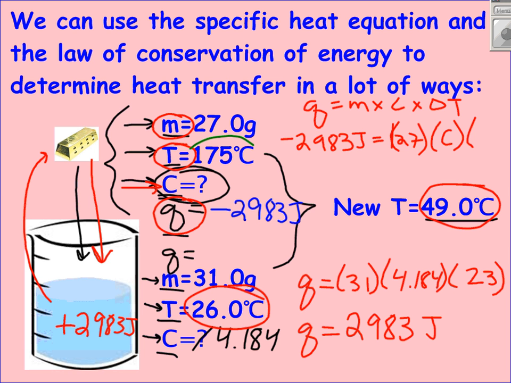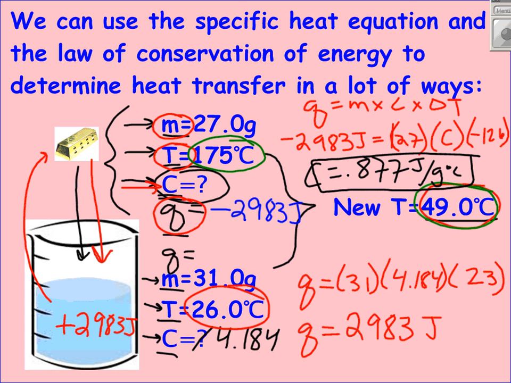times my C, which I'm solving for, times my delta T. Now for the metal, it was originally 175, and it went down to 49. So I know it's going to be negative, and specifically, it's going to be negative 126. Now all I have to do is solve for C. By doing so, I get approximately, for C, 0.877 joules per gram degrees Celsius. I have just figured out what the specific heat was of this metal.